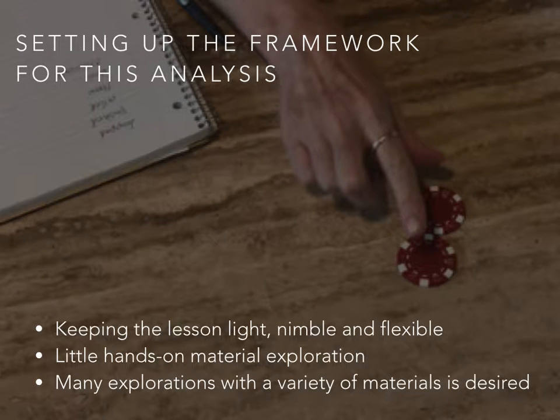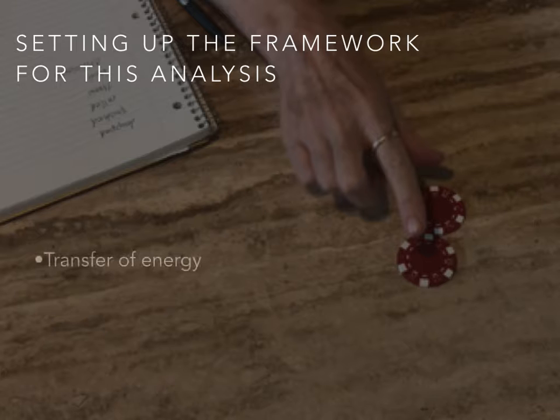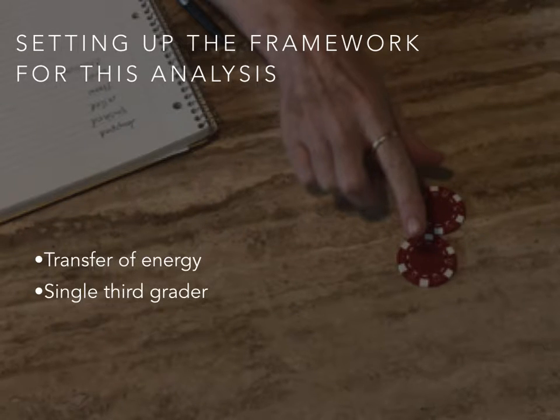Before we start the analysis of the lesson, I should frame the analysis with an understanding that I have delivered many lessons on the transfer of energy and chose to try a new lesson which has very little hands-on exploration done by the student. This is an effort to keep the lesson light and nimble and also due to time constraints. I would have preferred to instruct real third graders in a real classroom. Typically, I would support many student explorations with a variety of materials. For this lesson, I examined the transfer of energy with a third grader. This was a single simulated third grader.